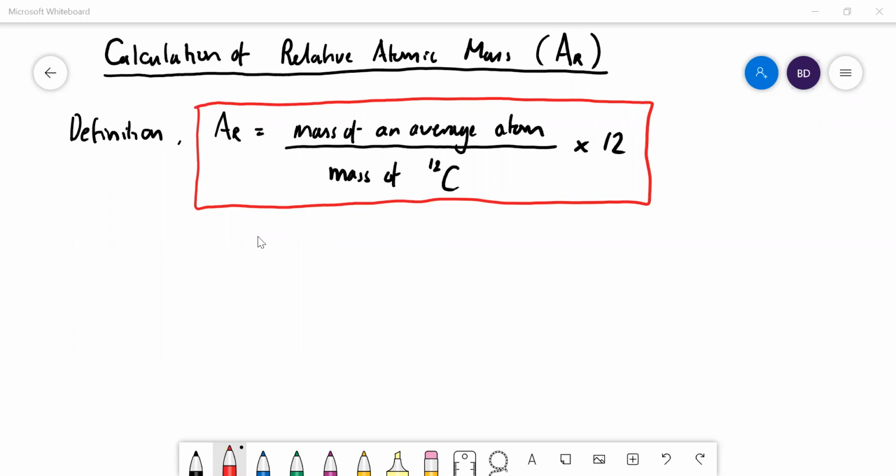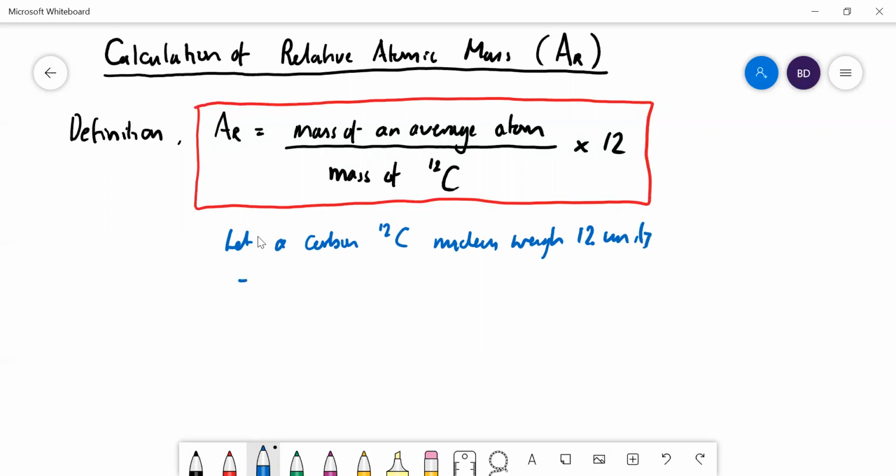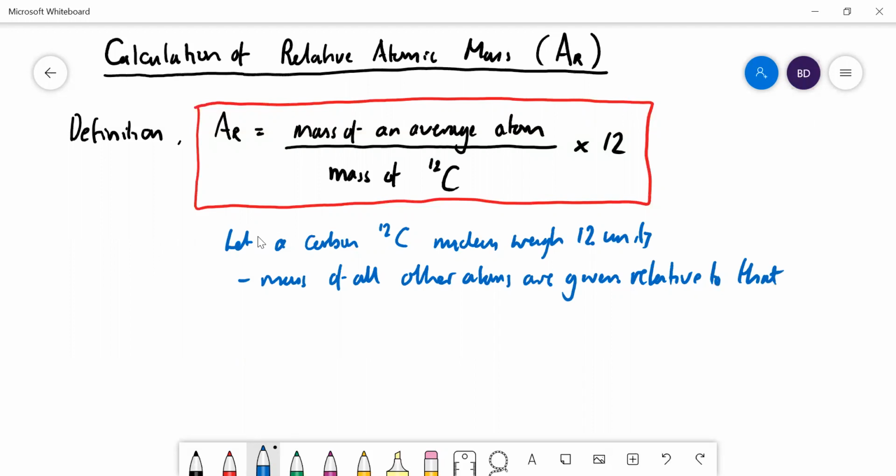What's that saying? You're saying, all right, let a carbon-12 nucleus weigh 12 units, and the mass of all other atoms are given relative to that. So you're saying carbon-12 weighs 12, compare everything else to that.